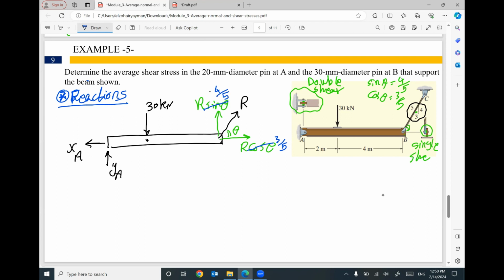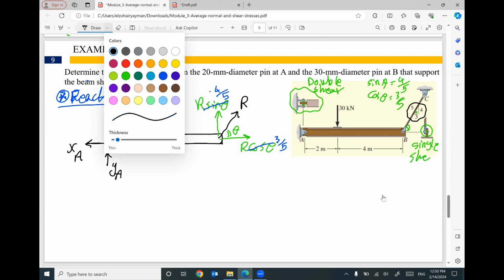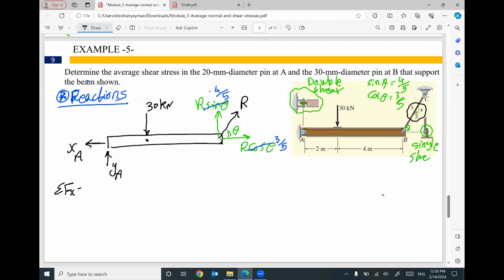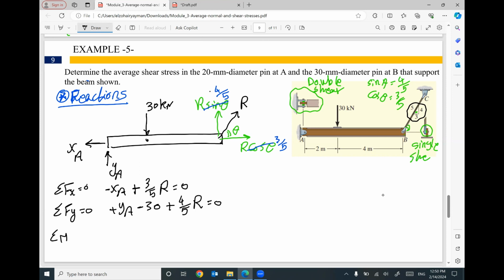So I am ready. I can apply the equilibrium equations. Summation Fx equals 0. I have negative XA, I have positive 3/5 R equals 0. Summation Fy equals 0. I have positive YA, I have negative 30, I have positive 4/5 R equals 0. The third equilibrium equation, I'm going to take moment at any point. I'm going to take moment at point A.